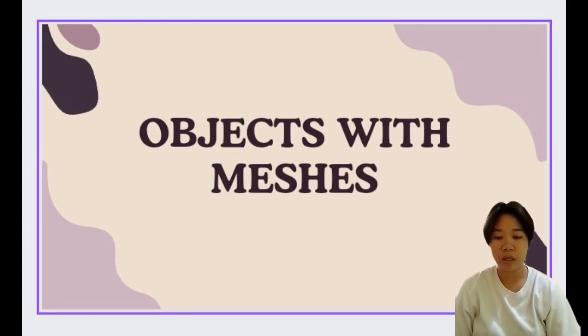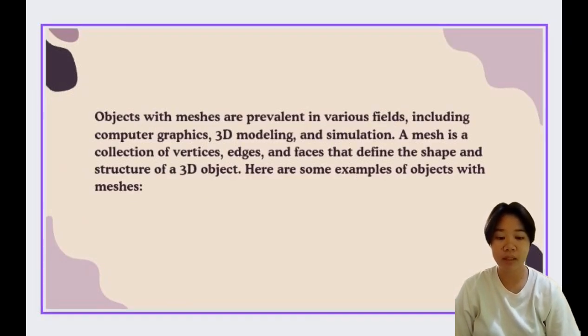Objects with meshes. Objects with meshes are prevalent in various fields, including computer graphics, 3D modeling, and simulation. A mesh is a collection of vertices, edges, and faces that define the shape and structure of a 3D object. Here are some examples of objects with meshes.